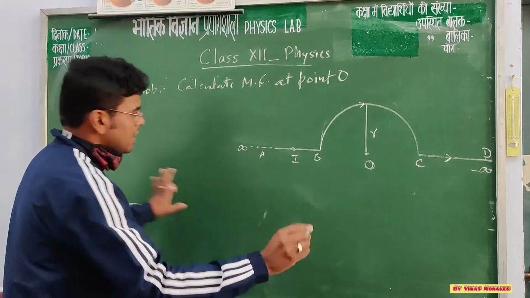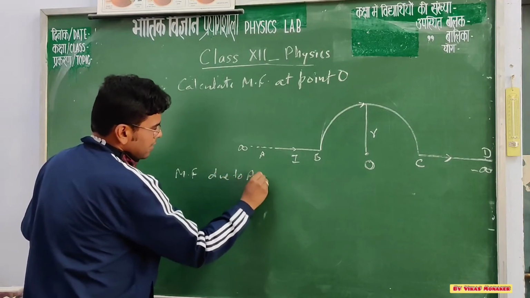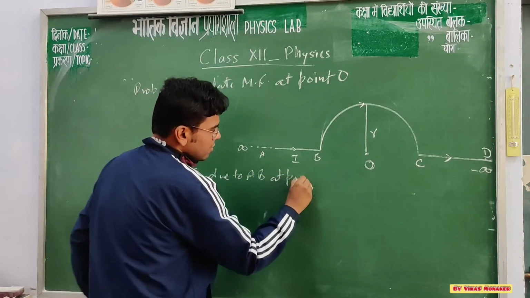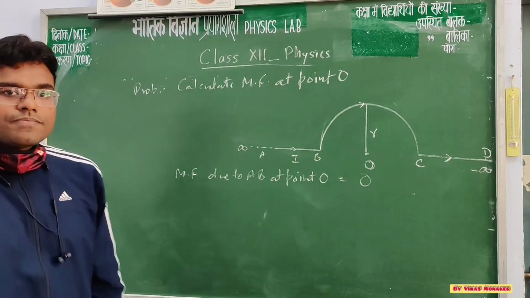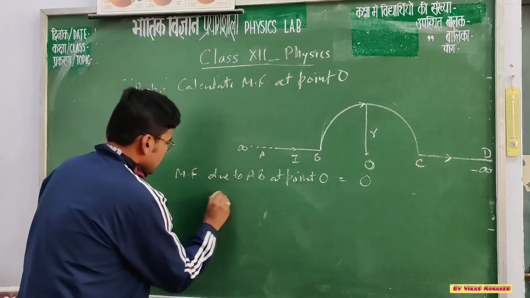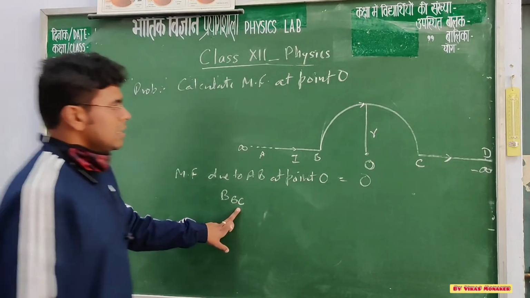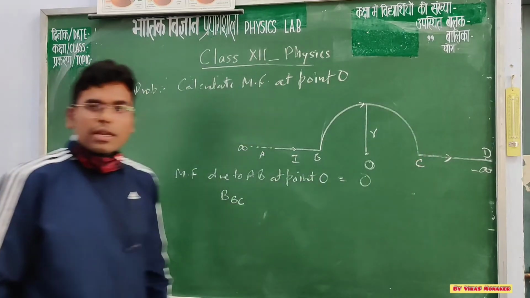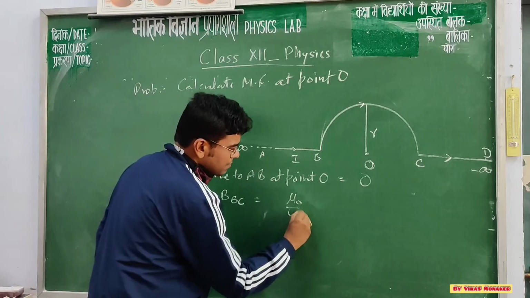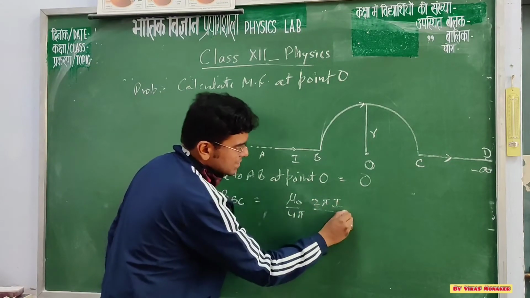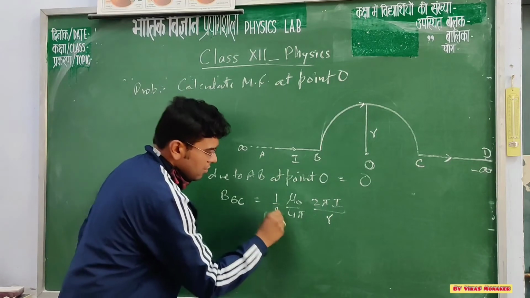So I am writing in detail the magnetic field due to AB at point O. That will be 0 because it is lying on the axis. Then we find BBC, the magnetic field due to BC. BC is semicircular. For a circle the magnetic field is mu naught upon 4 pi times 2 pi I upon radius. What is the radius here? R. Then for the semicircle it will be 1 by 2.